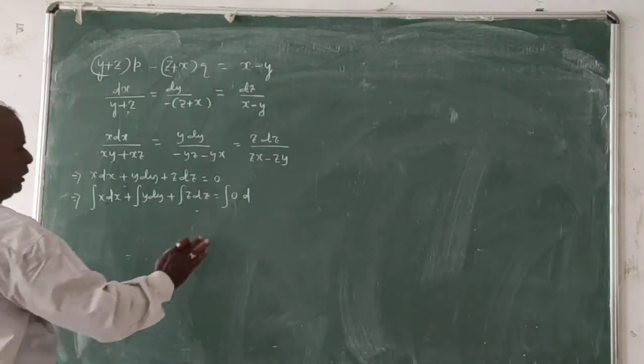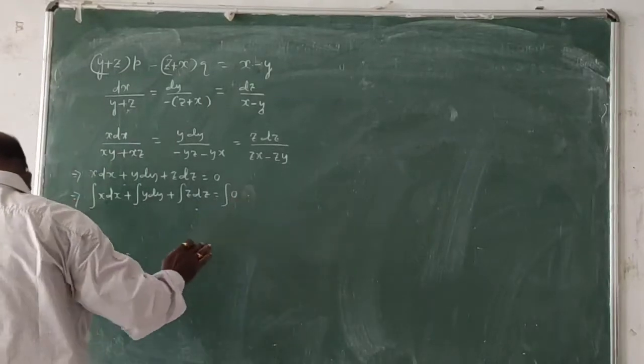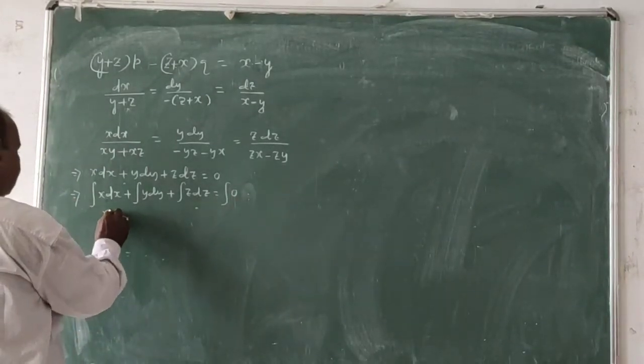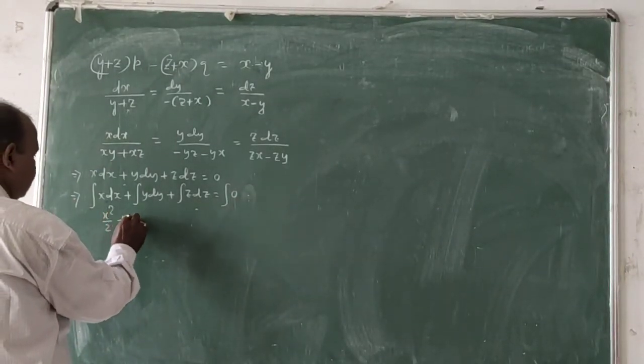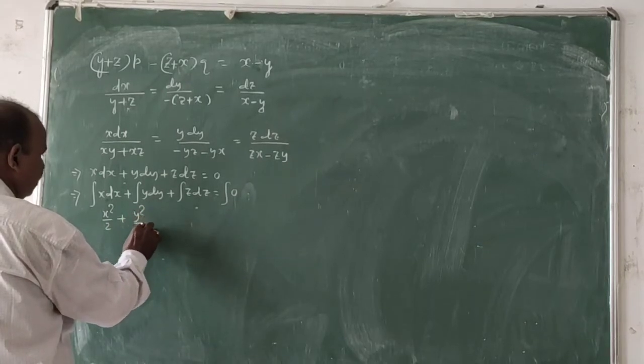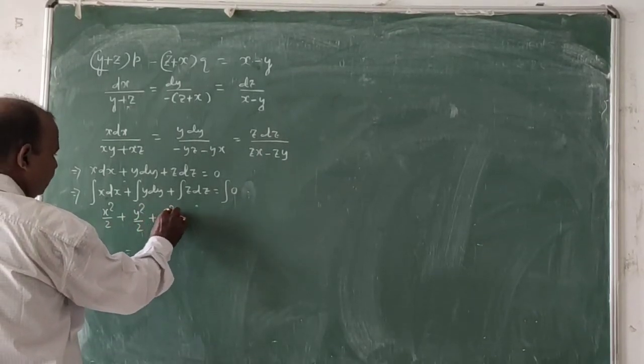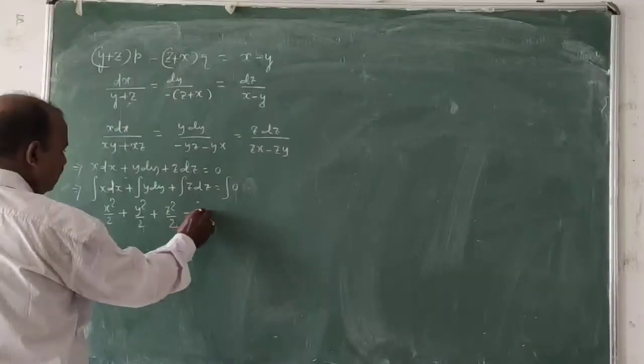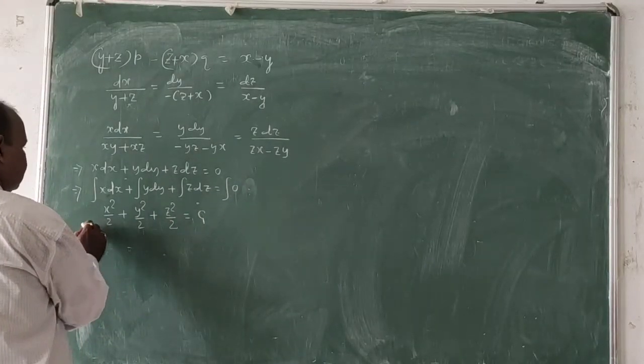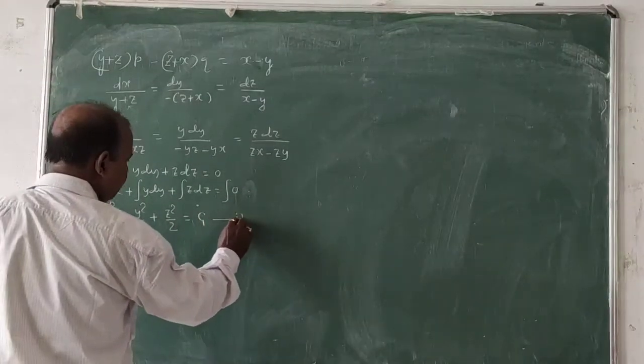Equal to the integration of 0. So this is x square by 2 plus y square by 2 plus z square by 2 is all constant. So this is one solution.